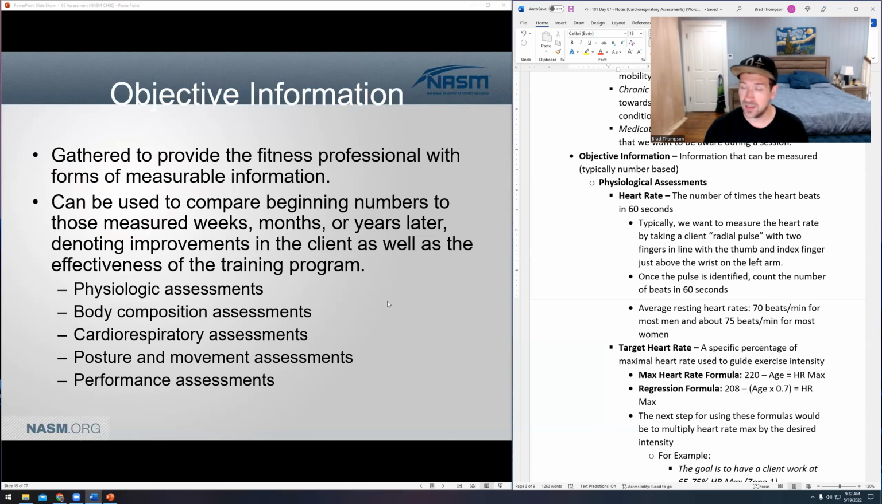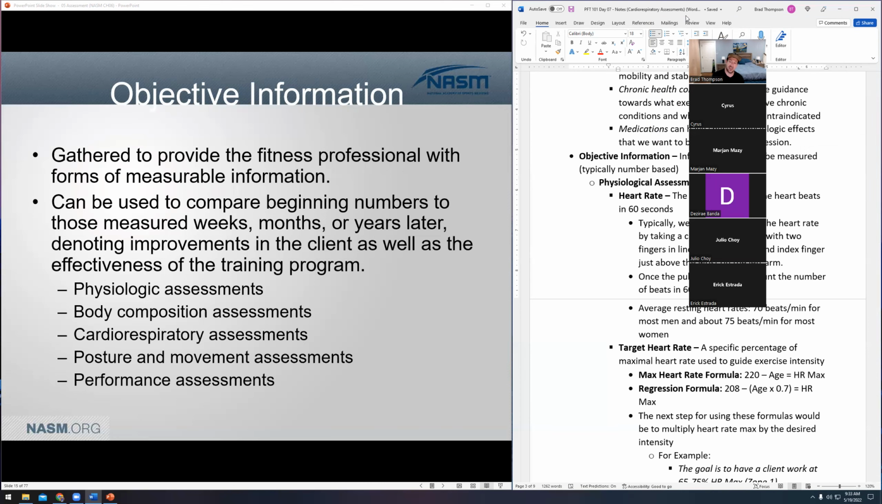Now we're going to move into our objective information. What's really cool is this is the next place we're going to go. Immediately, we're going to start with physiologic assessments. Physiologic assessments are things like heart rate and blood pressure, right? Now, in order to figure out your client's resting heart rate, you need to have your client at rest. Ideally, it would be in the morning before their feet hit the floor for the first time in the day. That's the true resting heart rate.